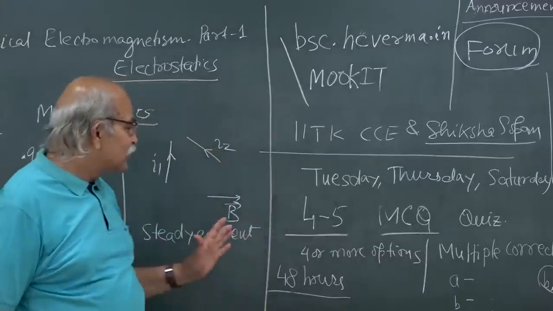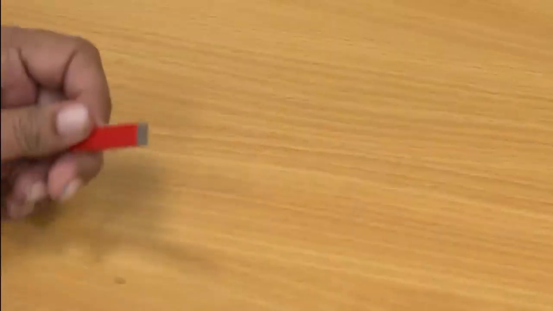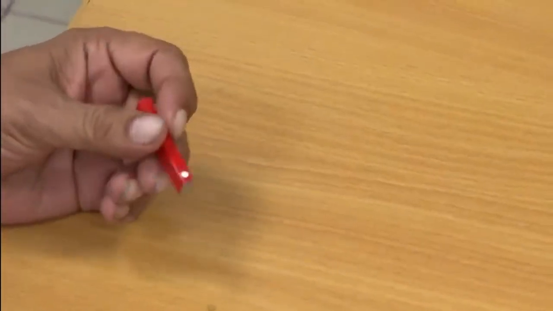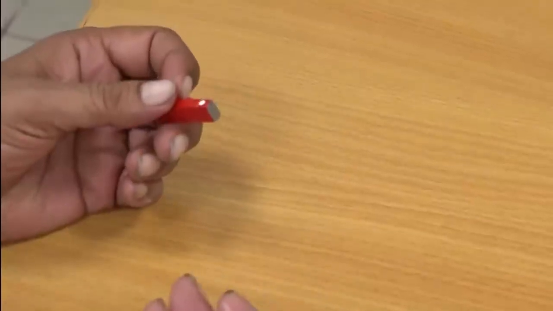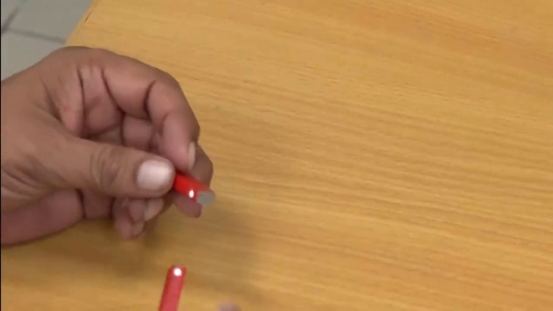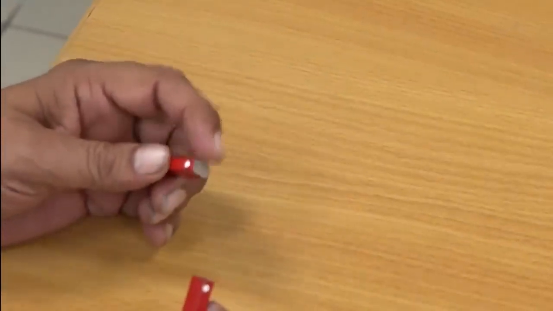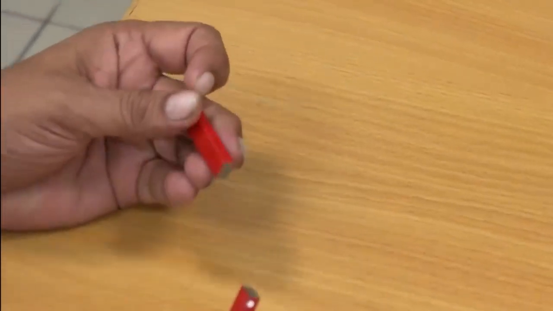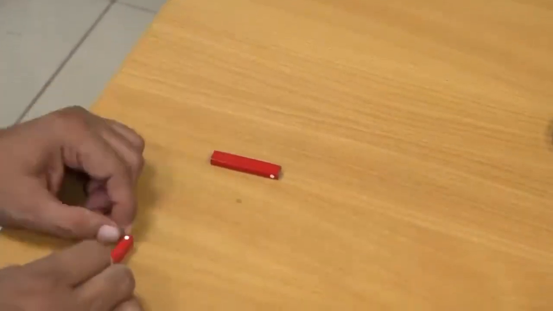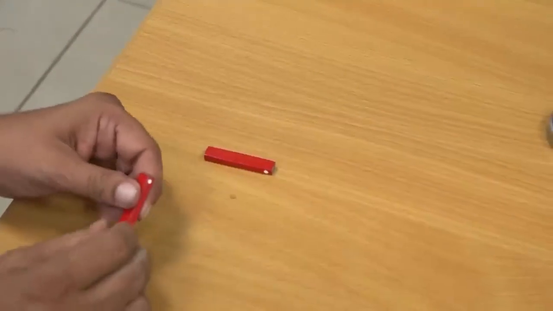Now, let us come to this magnetostatics once again. So, let us do some stuff which you did in class 8. This is a bar magnet, normally used in the laboratories. This is another bar magnet. You have this white dot here, which signifies that this end is the north pole and the other end is the south pole.